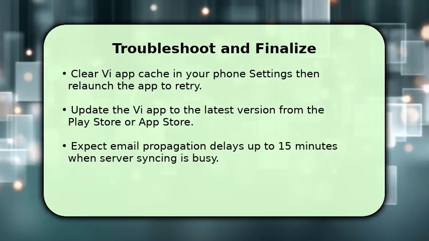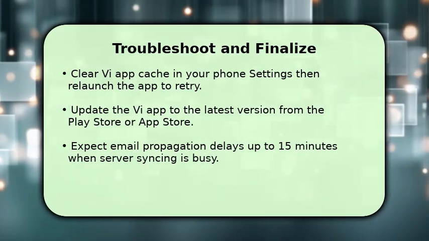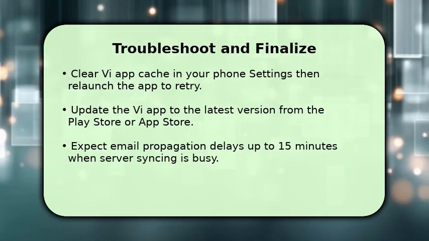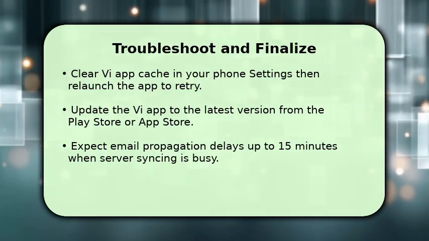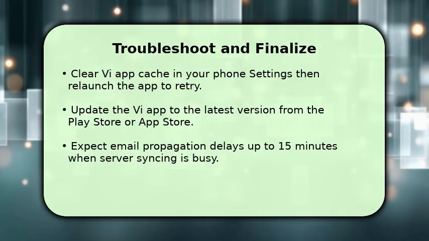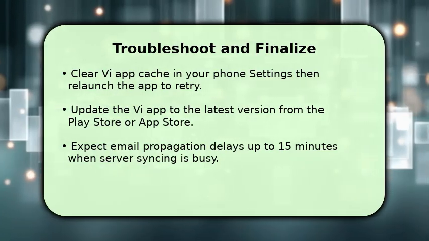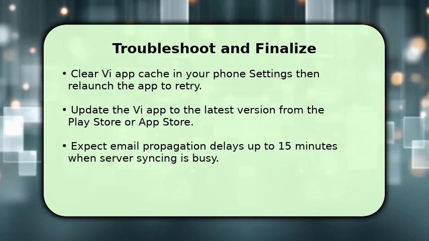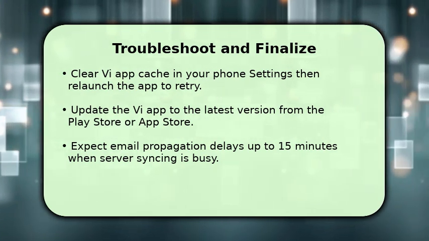Remove the Gmail account and add it again if persistent errors continue. Ensure Google account recovery options are up to date before attempting two-step verification. Update the Vi app to the latest version from the Play Store or App Store. Expect email propagation delays of up to 15 minutes when server syncing is busy.